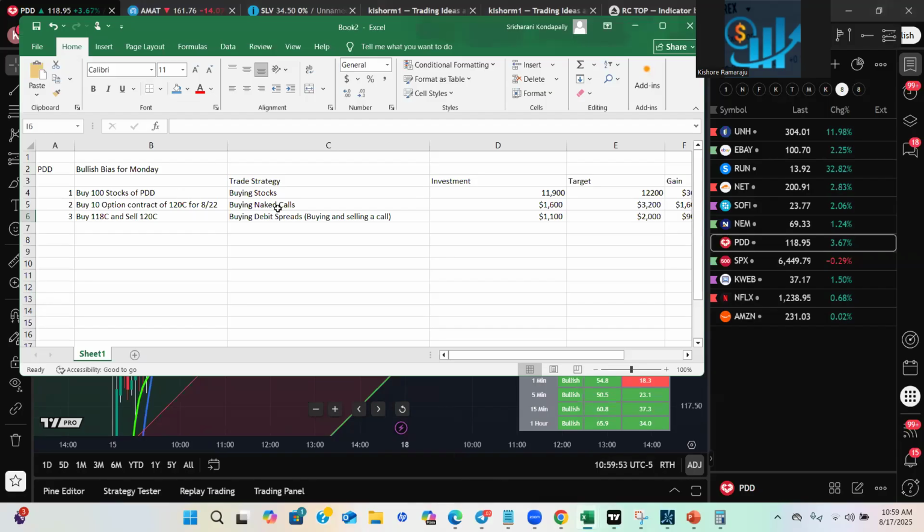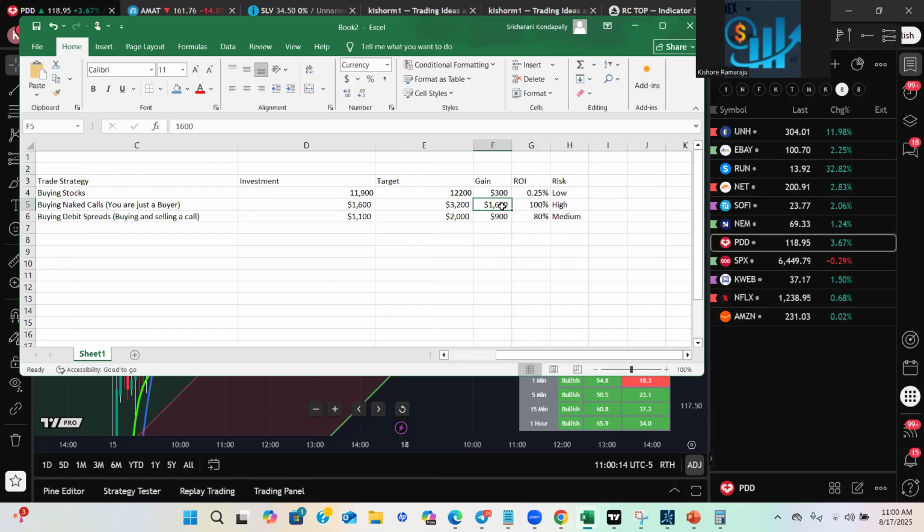So instead of just becoming a buyer, here you are just a buyer, right? You are just buying a contract because you think it is bullish. You are just a buyer and you are not selling anything. So your investment is high. If the stock goes high, you will make huge profits. You have high risk and high reward. Whereas when you do debit spreads, you have medium risk, medium reward.